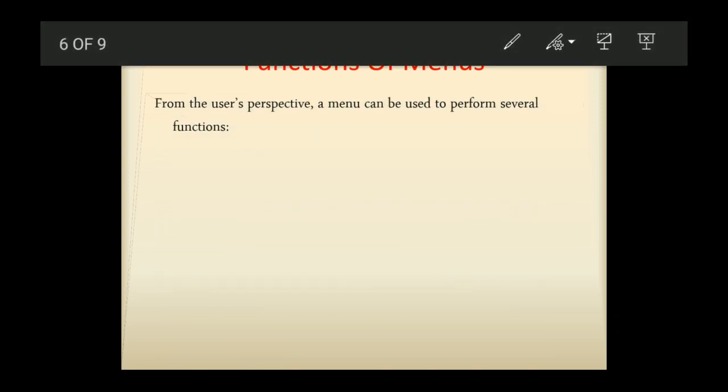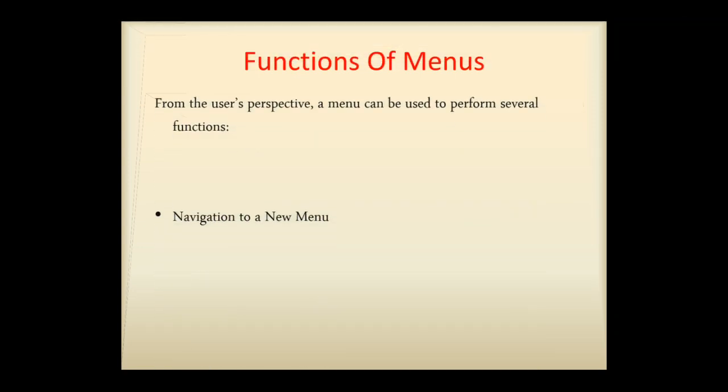So we now move on to the functions of menus. A menu can be used to perform several functions, from navigating to a new menu, to executing an action, to displaying information, or even to inputting some data or parameters, right? So how do we make use of a menu for navigation, right? Each user selection causes another menu in the hierarchical menu tree to be displayed, right?